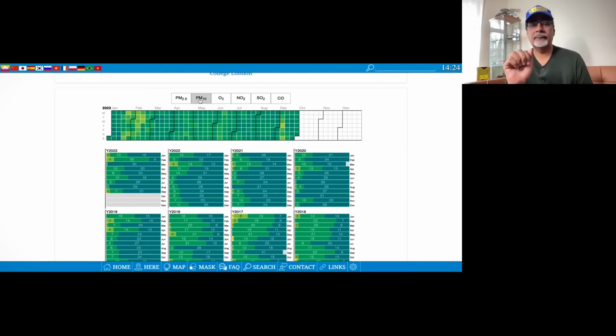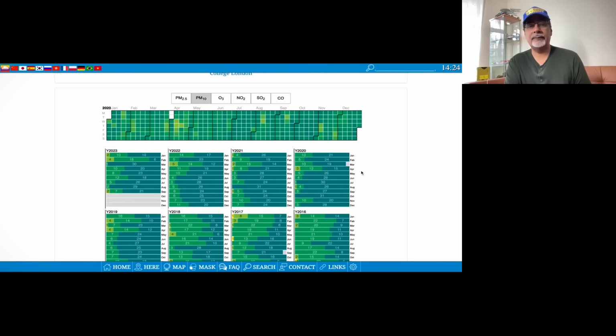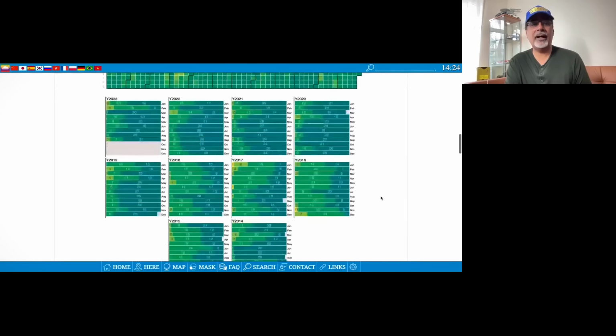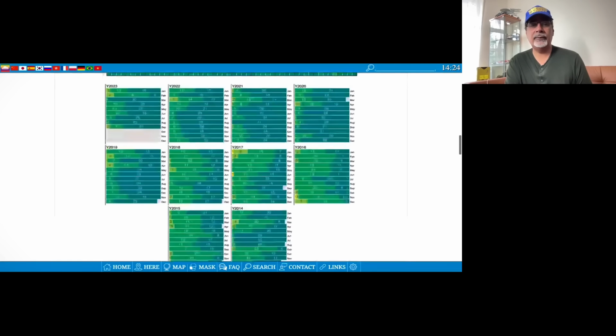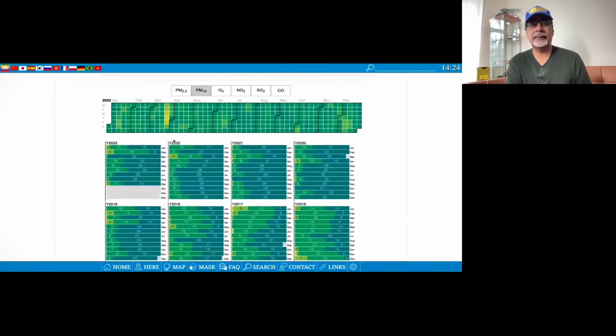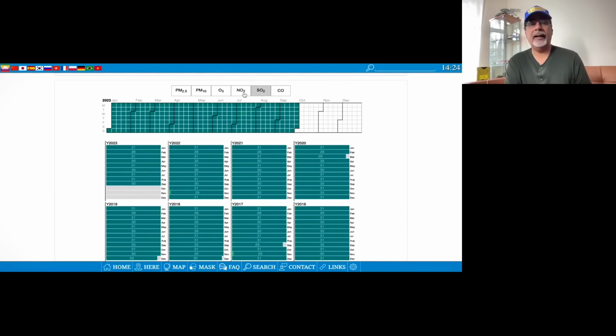Let's look at PM10 briefly. And as you can see, majority green. In fact, throughout you can see it's green. So you go through all the years and it's just dark green, dark green, dark green. So PM10 does not appear to have been a problem at all in London, ever.